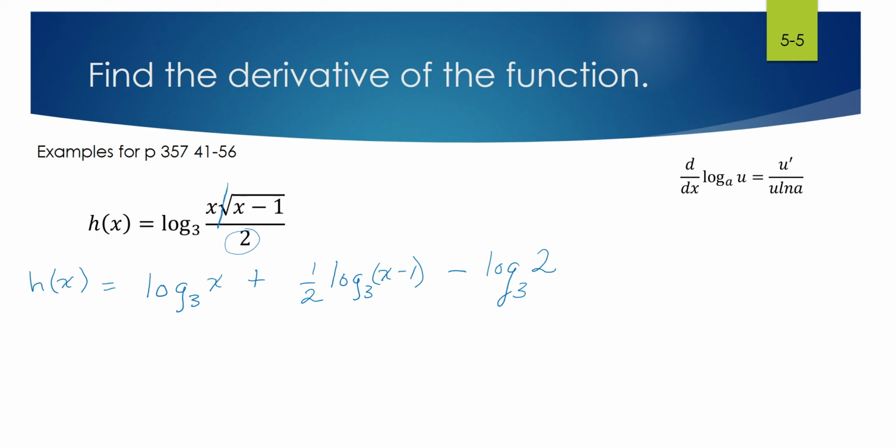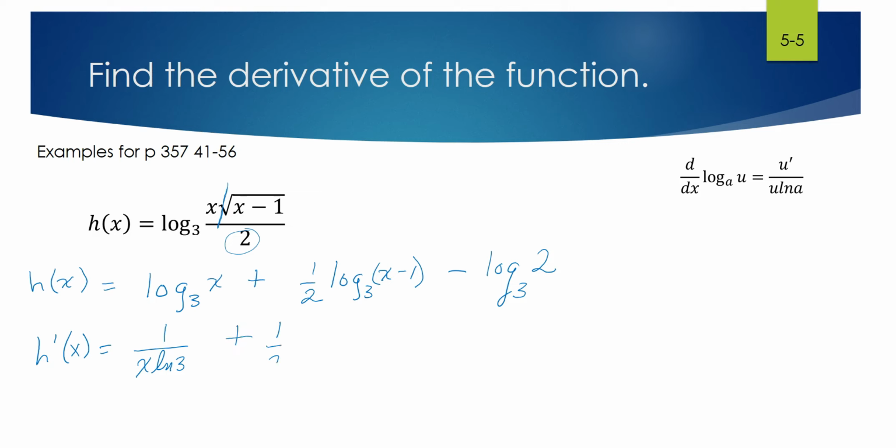Okay, so when I'm looking at this first one, it's not an a to the u. It's just simply an x. So the derivative of x is 1. So this one derives with the basic pattern of 1 over whatever's inside your log times the ln of your base, ln 3.